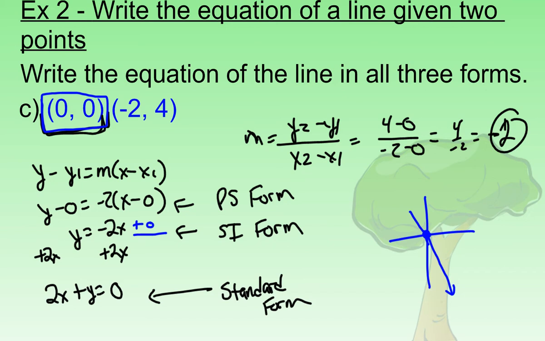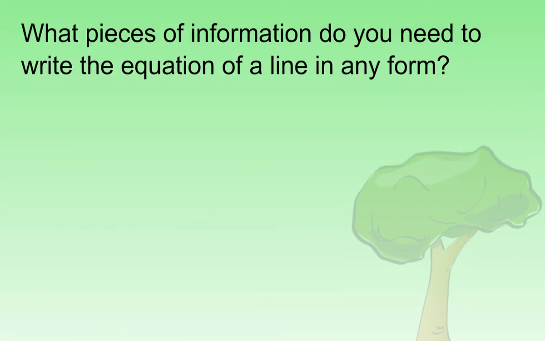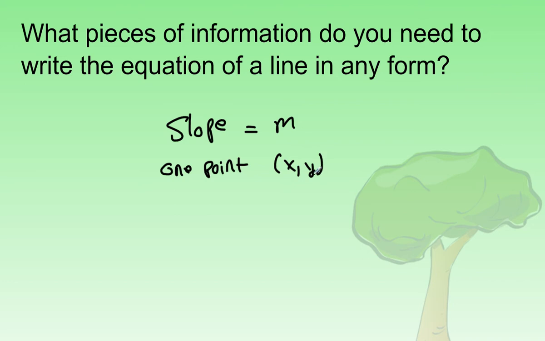Okay, so let's see our next page. It says, what pieces of information do you need to write the equation of a line in any form? What pieces did we always need in every single problem we've done so far? Well, you always have to have slope. That has to be there. And you need at least 1 point. You can have more points. They can give you 2, 3, 4 points, whatever. But you have to have at least 1 point, and you have to have a slope.